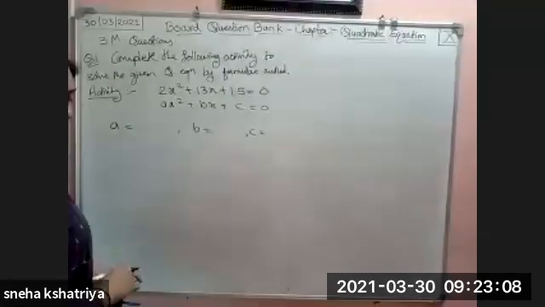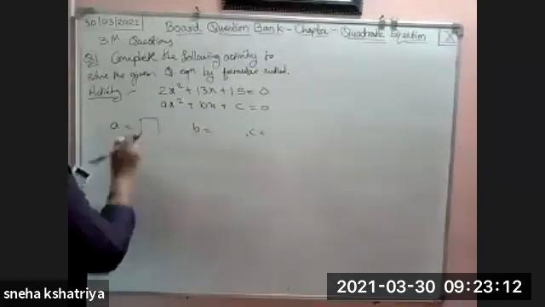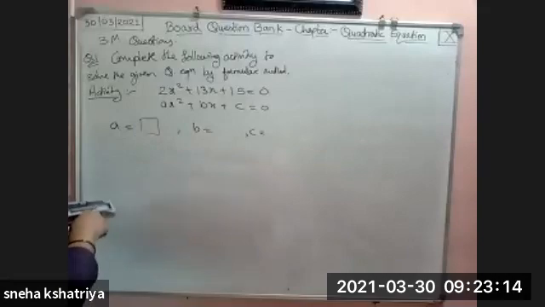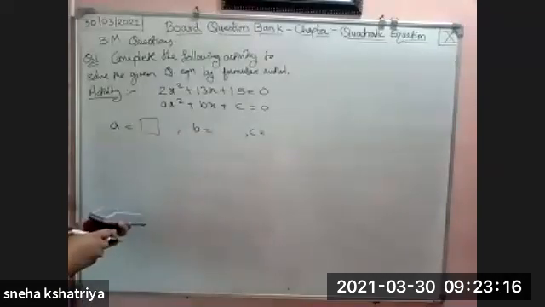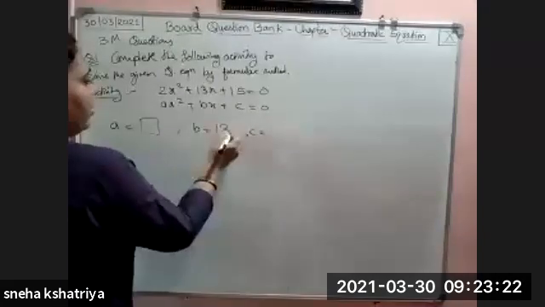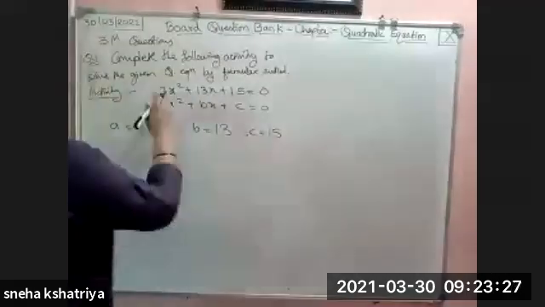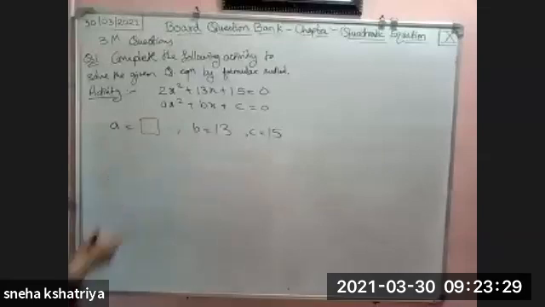Okay, they have given the box for it. What will be the value of a that we have to write down? By comparing, we will get directly b is equal to 13 and c is equal to 15. We have to compare and write the value of a. We will write it down at the last.